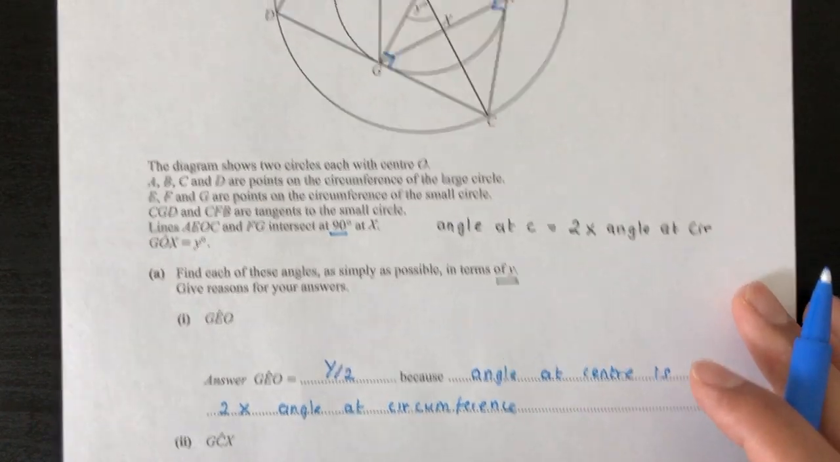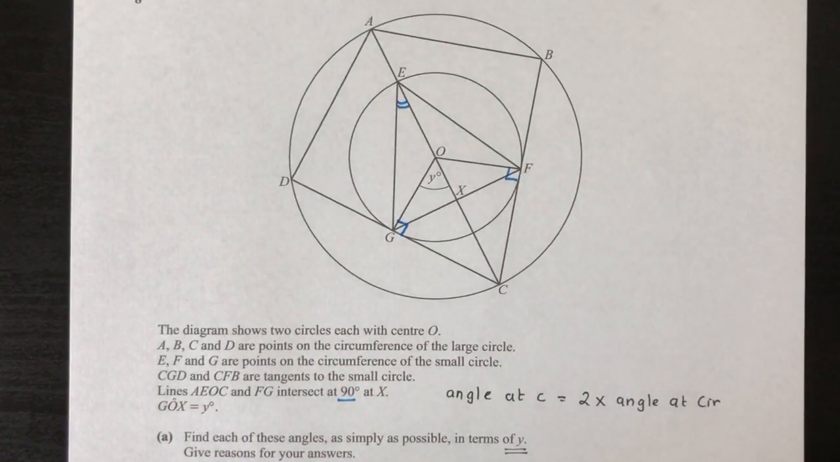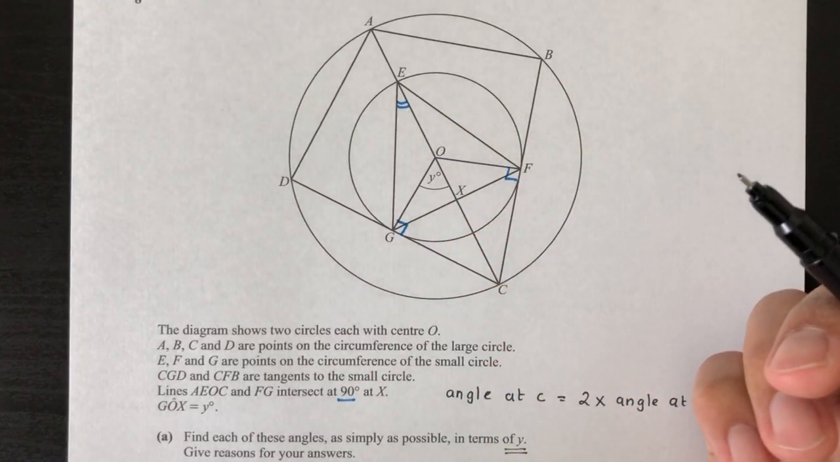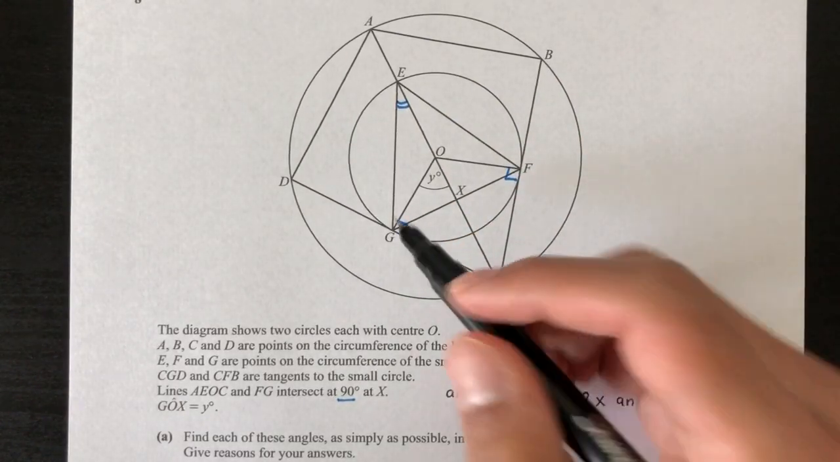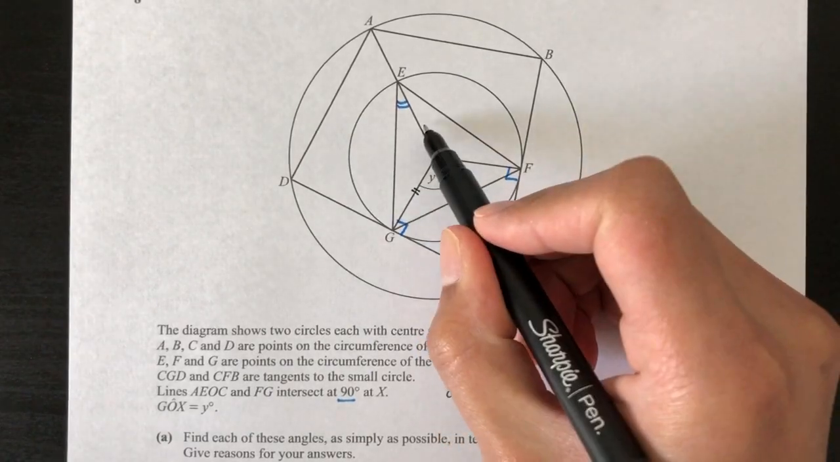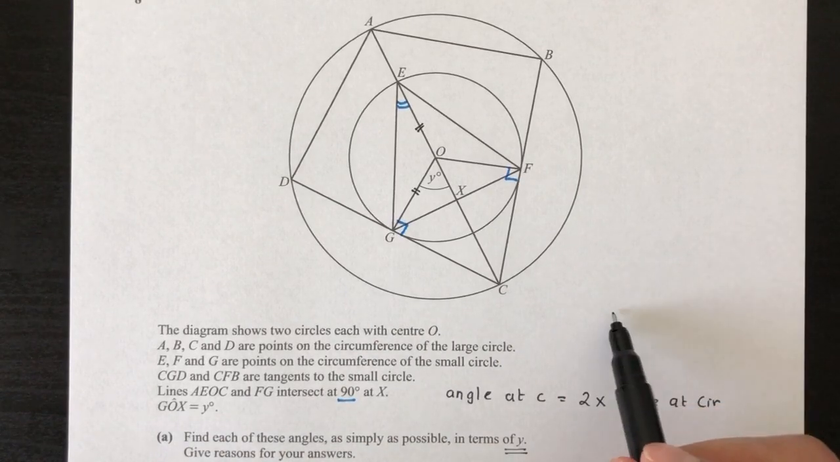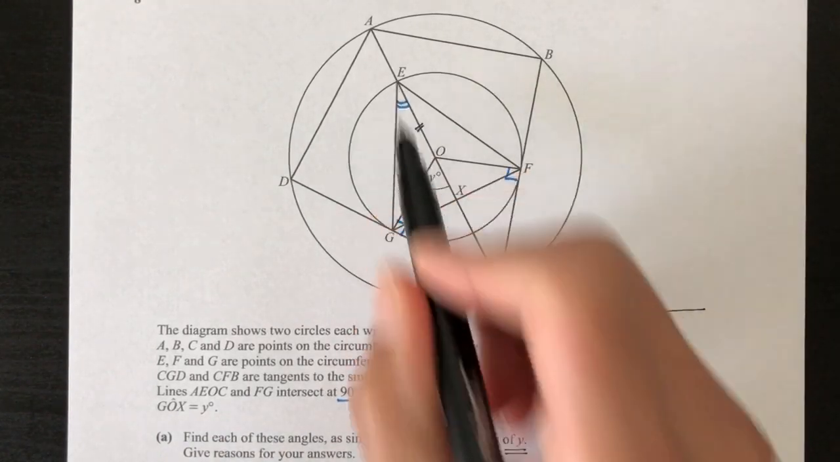Now let's say you did not know this theorem, what would you do? You would just observe. For example, you would see that we have OG and OE. They are both radius of a circle, meaning that these two have to be the same. Now let's take this shape out. I have this triangle right now, so I'll just take this triangle out.